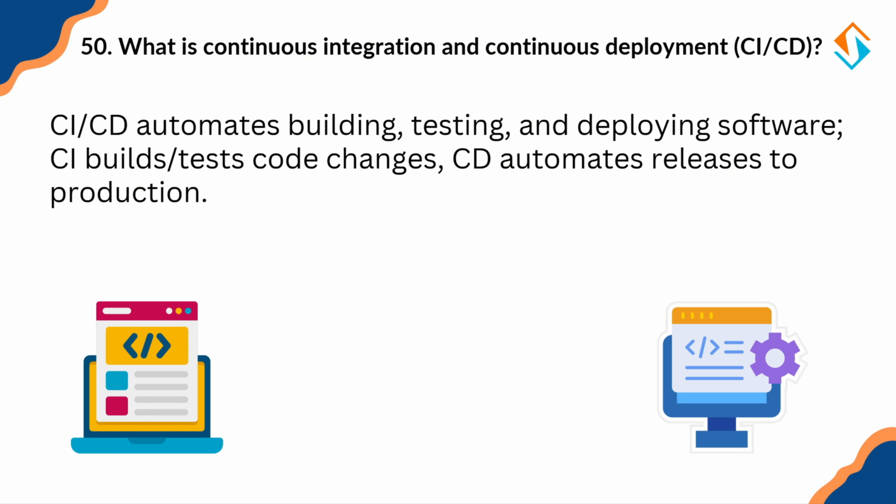Second is continuous deployment, CD. Code is automatically deployed to production. It reduces manual intervention and it enables faster releases. So we talk about CI/CD tools. Let's have some examples. First is Jenkins, GitHub Actions, GitLab CI/CD.